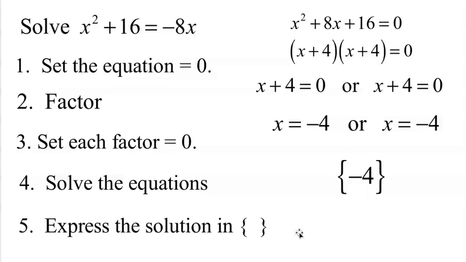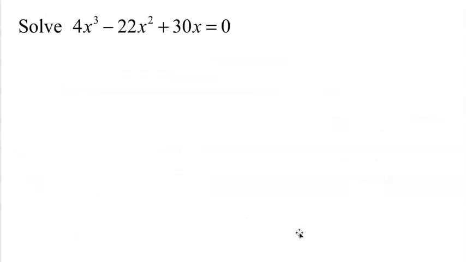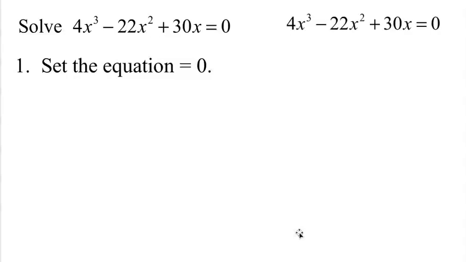So a quadratic can have up to two solutions, and often quadratic equations will have two solutions, but here's a case where it has one. Next we have 4x cubed minus 22x squared plus 30x equals 0. The first step says to set the equation equal to 0, well, it already does equal 0, so nothing else I have to do there.